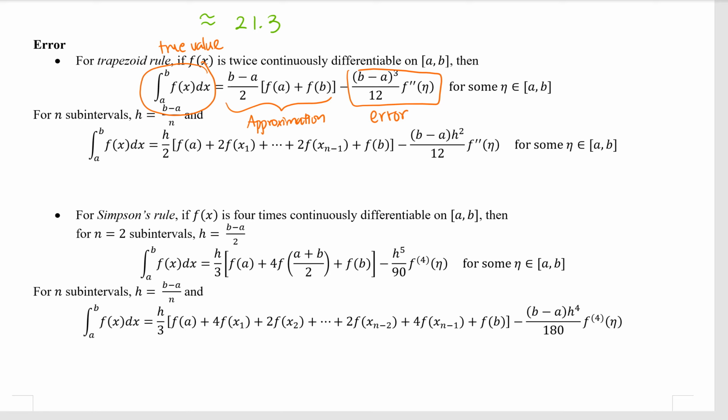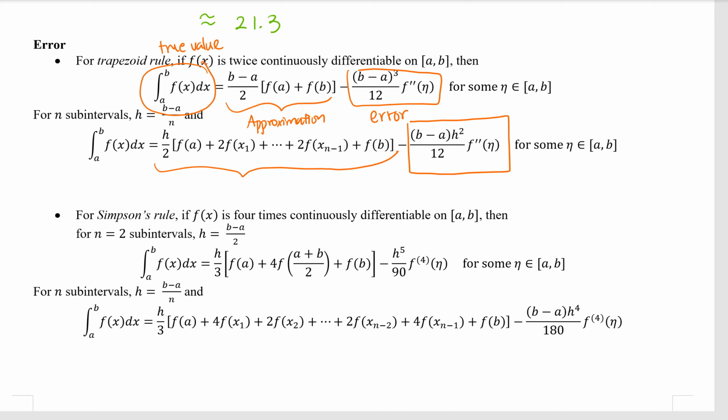Okay, and for n subintervals, h equals (b minus a) over n. Then our true value equals this formula for the approximation using the trapezoid rule: h over 2 times, for the endpoints f of a and f of b, we have 1 copy, and all the interior points we have 2 copies. This is the error term in general, so keep this in mind.